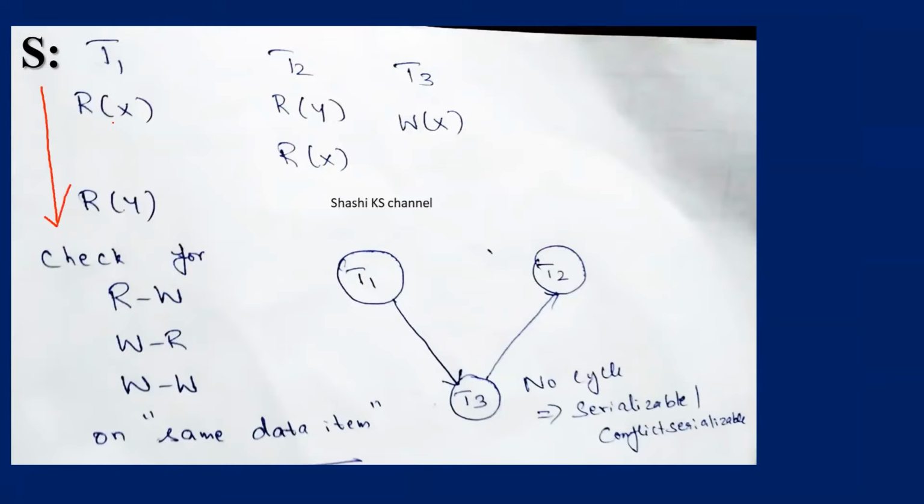Okay, so first T1 performs a read operation on X, then T2 performs a read operation on Y, then T3 performs a write operation on X, then T2 performs a read operation on X, and so on. So to check for conflict serializability, I will check for conflicting operations, namely read-write, write-read, and write-write operations. Read and read is not a conflicting operation. So first I draw the precedence graph with the three nodes T1, T2 and T3 because I have three transactions.